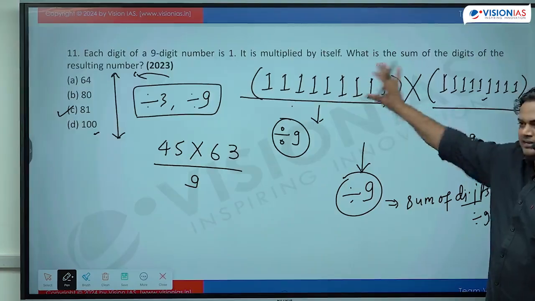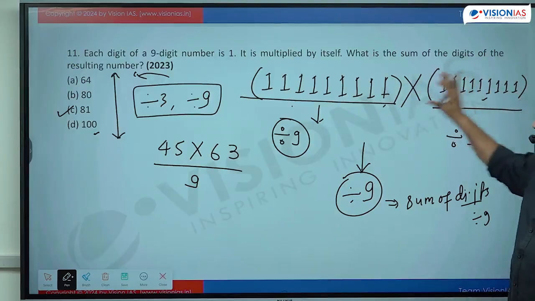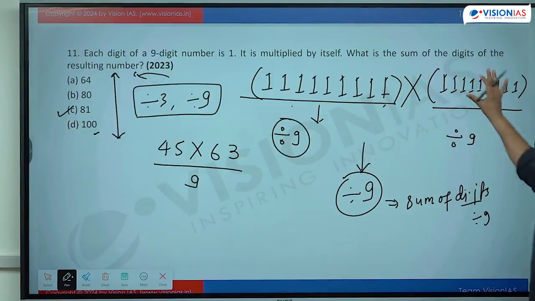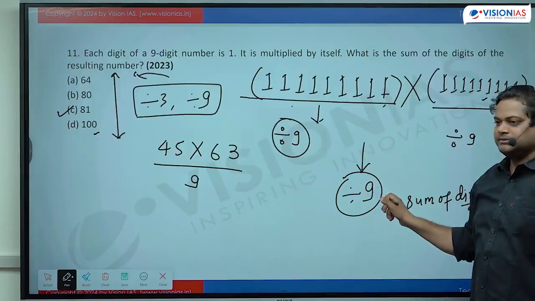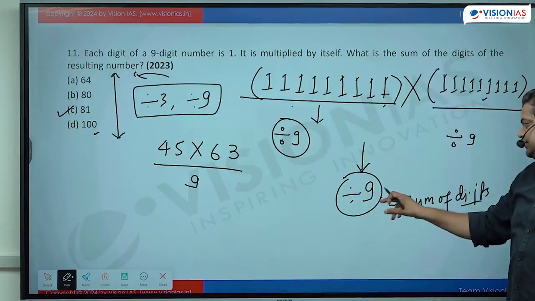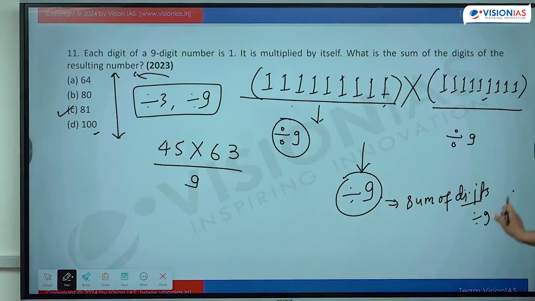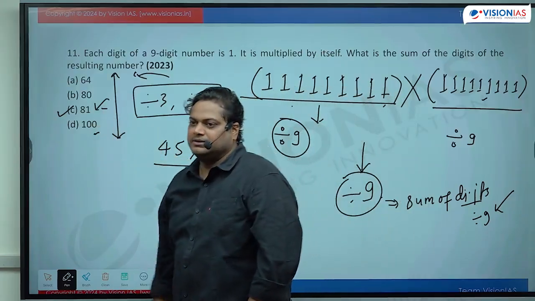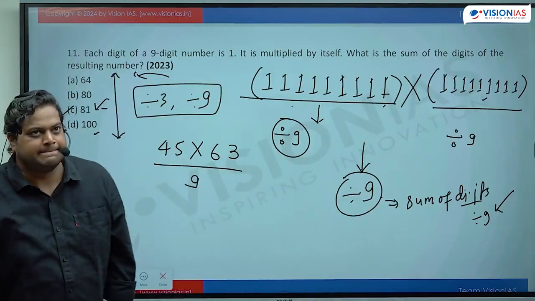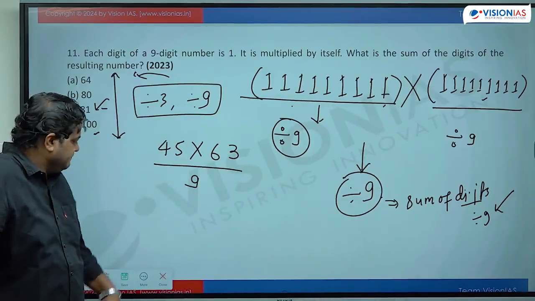ये समझ में आया ना क्या करा हमने? This multiplied by this is divisible by 9. This is also divisible by 9. So the resultant number which we are getting, that is also divisible by 9. Then resulting number में sum of the digits must be divisible by 9. So sum of digits कहाँ पे divisible by 9 है? Only this 81. ठीक है?